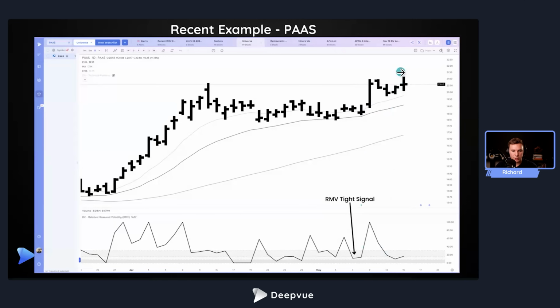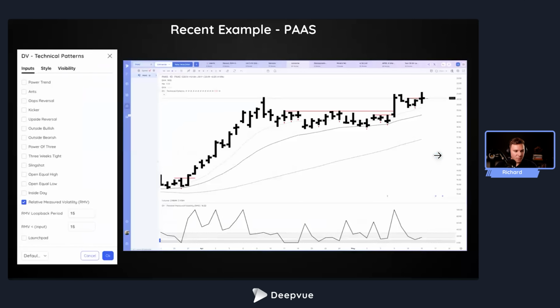I took the screenshot earlier today, but we really highlighted it nicely with this RMV tight signal. And even before this expansion move up, we see RMV go right to 0 before we push off the moving averages and start this nice trend above the 10 EMA here. So that's a nice recent example.